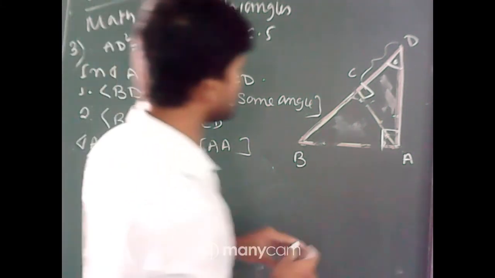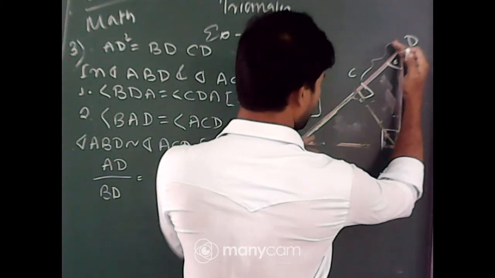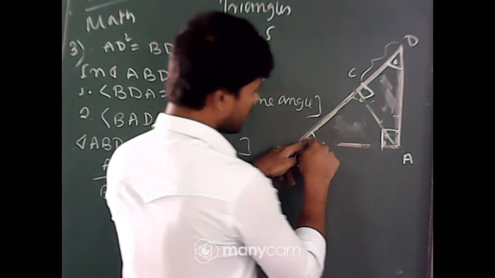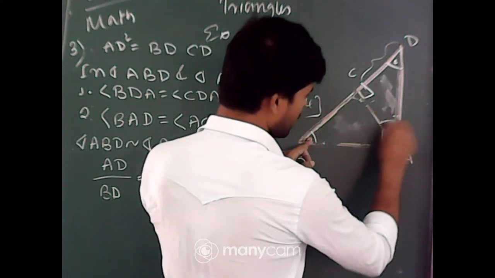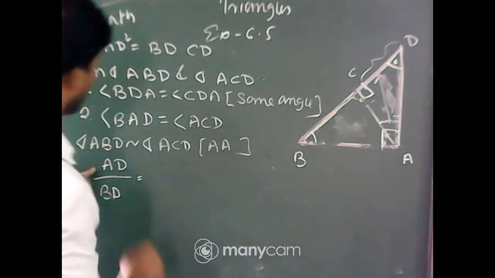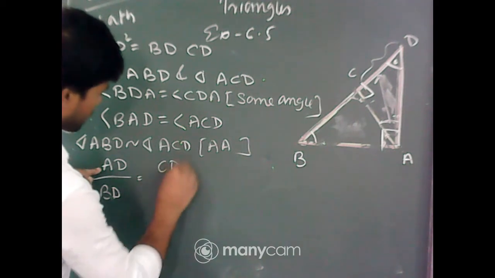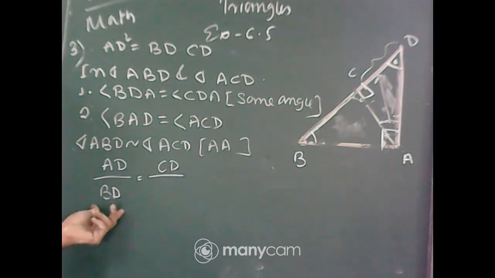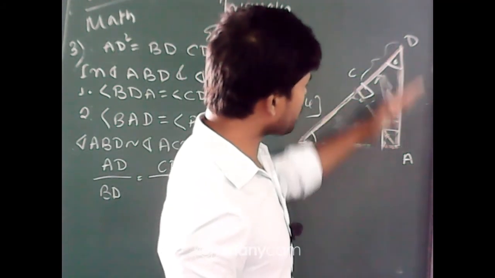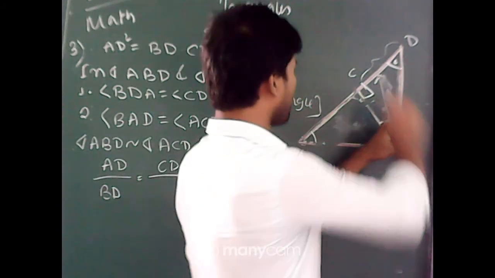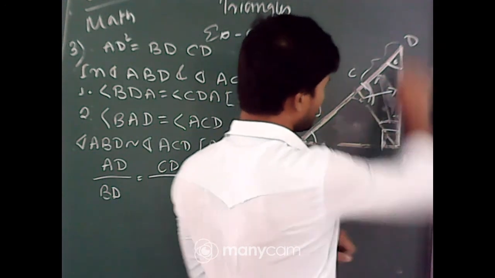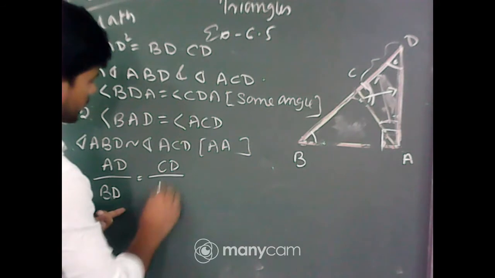So AD means which side? This side. Its opposite angle is this one, and its equal angle is this one, and the opposite angle is this one, CD. So the corresponding side of AD is CD, by the corresponding side of BD. So BD means which side? This side, the opposite of the 90 degree. Find the 90 degree here, this angle, and its opposite side is AD. So the corresponding side of BD is AD.